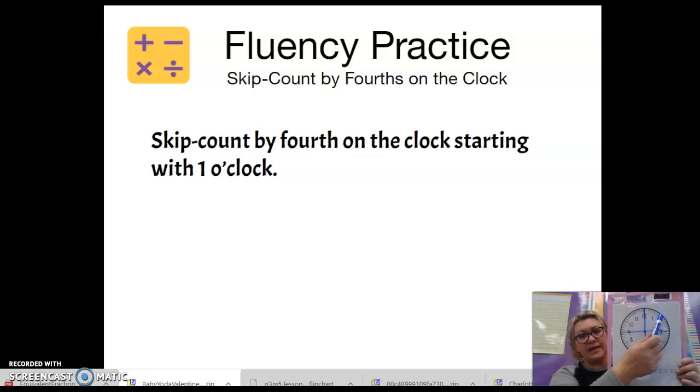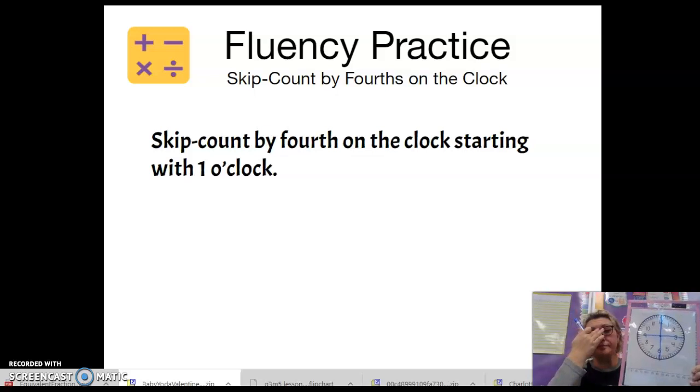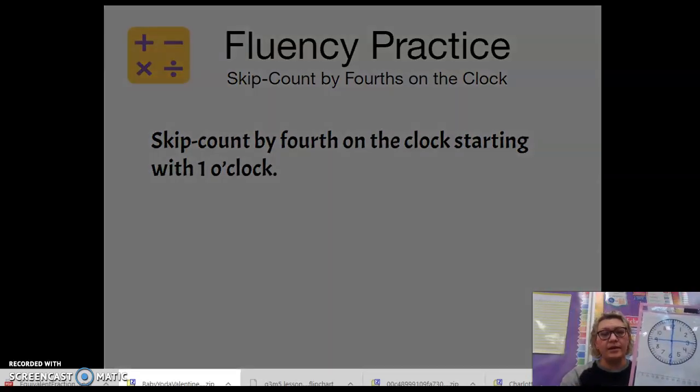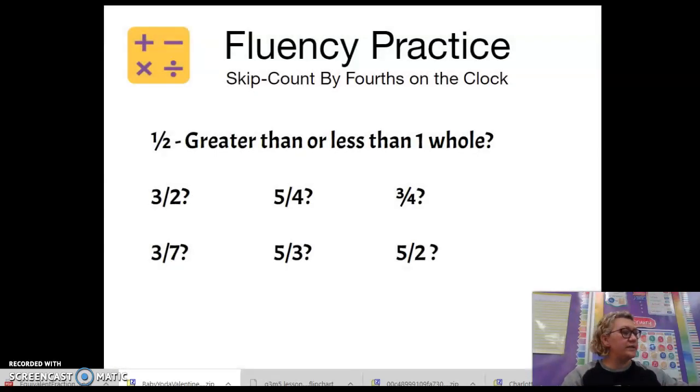We could also say a quarter past 1, half past 1, because you notice this is half of the clock, quarter to 2, and then 2 o'clock. Does that make sense? Okay, now we're going to talk about greater than or less than 1 whole.